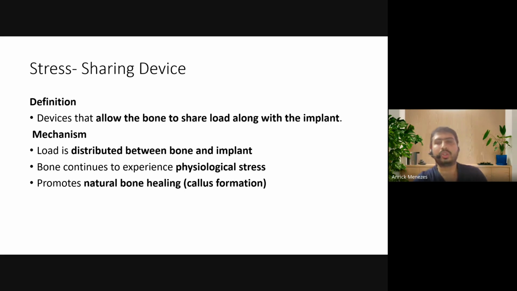Coming to the second topic, we have the stress sharing device and the stress shielding device. Stress sharing device, what is the definition? Devices that allow the bone to share the load along with the implant. So the word sharing, already.